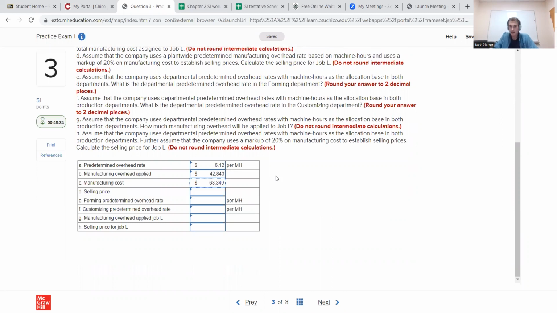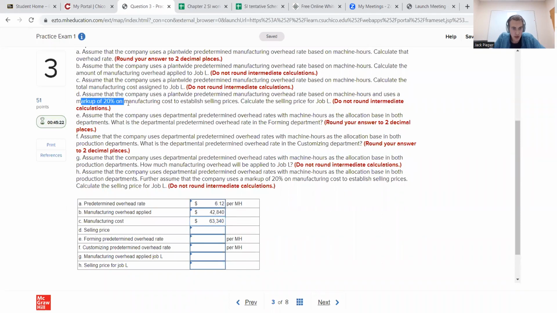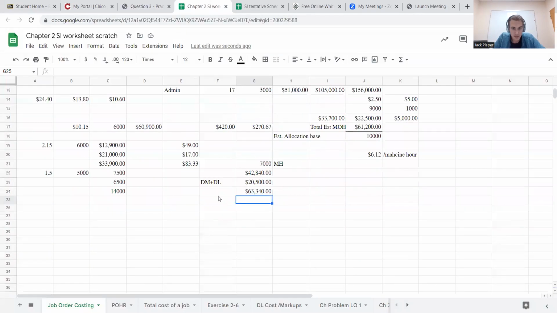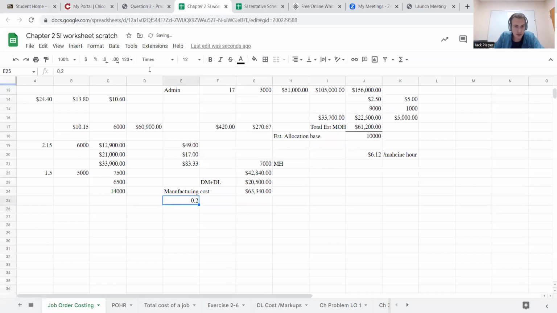Okay. Now for the selling price, this one's a little tricky. It's kind of hard to wrap your brain around it, but once you do, it's a little easier. So we're gonna take our selling price and we're gonna see up here that it's a markup of 20% for the selling prices. Okay, manufacturing costs for here and we have a 20% markup. So I'll do 0.2 just to show you, and I'll express it as a percentage.